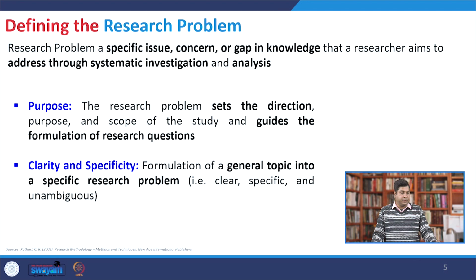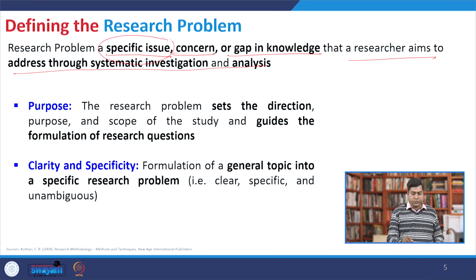Now the first stage, defining the research problem. This is the first and foremost stage of any research, so it should be taken into consideration very seriously, and you have to give emphasis on how to define the research problem. So what is a research problem? It is basically a specific issue or concern or gap in the existing knowledge that the researcher aims to address through systematic investigation and analysis. So there are keywords that we need to identify.